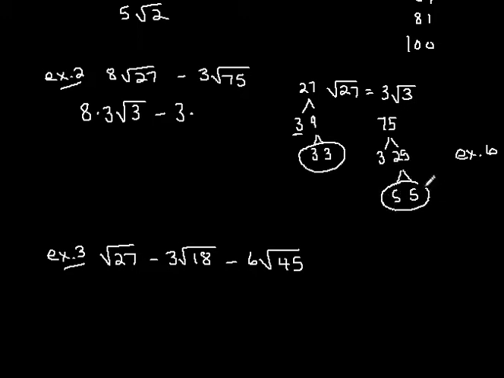Circle the pair. One of those comes out, and the one that doesn't come out is the one that didn't get circled, so it's 3. We just combine these. We get 24 square root of 3 minus 15 square root of 3, and we get 24 minus 15 would be 9 square root of 3.